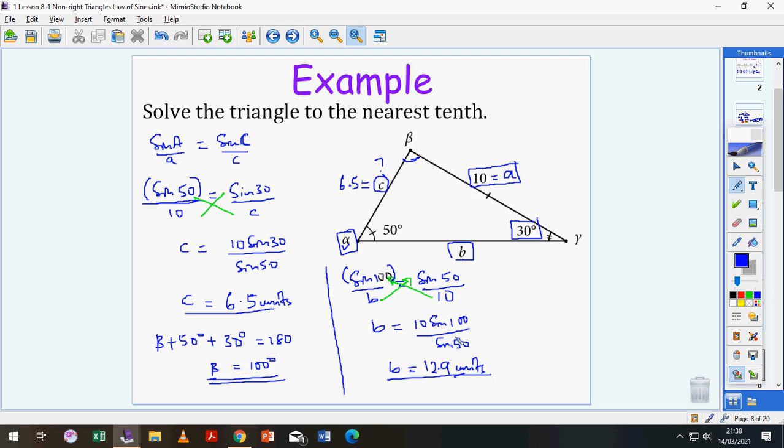So I've solved for side B, check. I've solved for side C, check. And I've also solved for angle B, 100 degrees, check. So that's how I solve for a triangle.